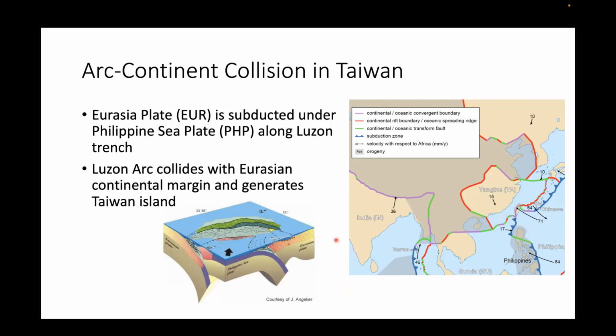And we are interested in the southern part of the subduction. So this part is the Eurasian plate subducted underneath the Philippine Sea plate. And this generated a series of volcanoes. This is the Luzon arc. And eventually this Luzon arc came in contact with the Eurasian continent and formed a collision system and built up the island of Taiwan.